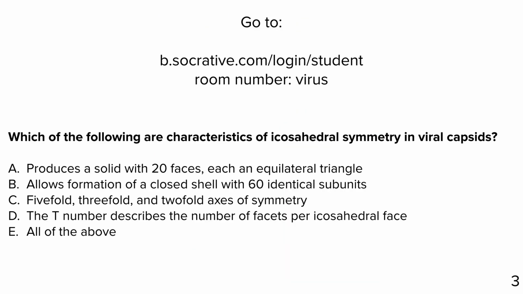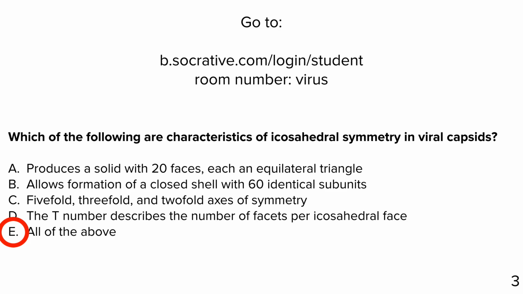Which of the following are characteristics of icosahedral symmetry in viral capsids? Produces a solid with 20 faces, each with an equilateral triangle. Allows formation of a closed shell with 60 identical subunits. 5-fold, 3-fold, and 2-fold axes of symmetry. The T number describes the number of facets per icosahedral face. All of the above. The answer is E, which most of you got, all the above. All these things are characteristics of icosahedral symmetry.